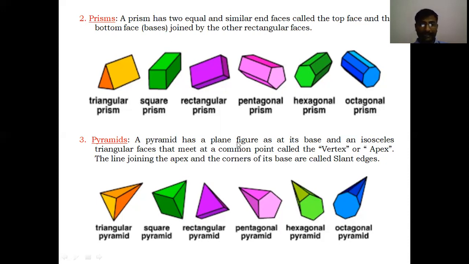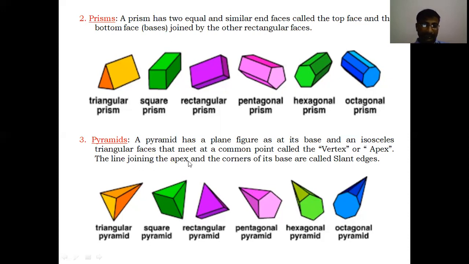A pyramid has a plane figure at its base and isosceles triangle faces that meet at a common point. It is the plane figure at its base. Base having the plane figure and isosceles triangle faces that meet at a common point called vertex or apex. That common point is called vertex or apex.